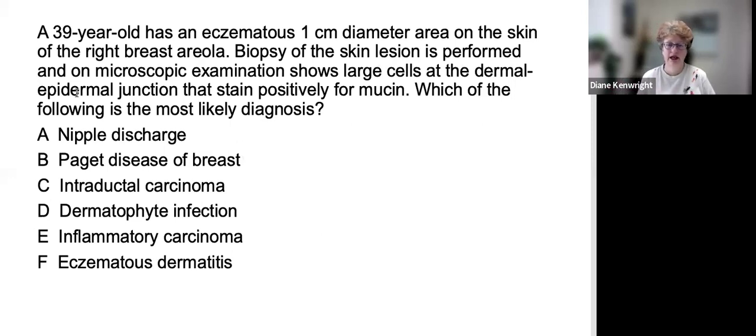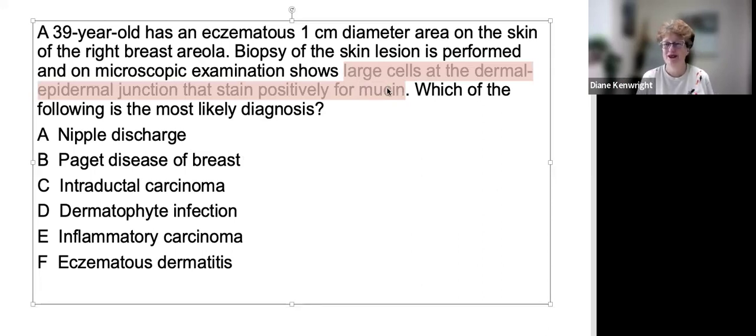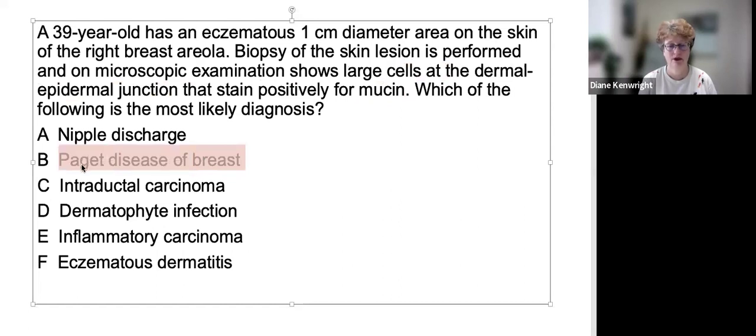Here we have a 39-year-old with an eczema area on the skin of her breast areola. We know that Paget's disease of the breast, we've learned earlier in this lesson, often presents like eczema. Okay, so we have a biopsy which shows large cells at the dermoepidermal junction that stain positively for mucin. So these are Paget cells. These are going to be cytokeratin positive if we did a cytokeratin stain, and they're adenocarcinoma in situ, so they produce mucin. So the answer: this is a very typical problem representation for Paget's disease of the breast.